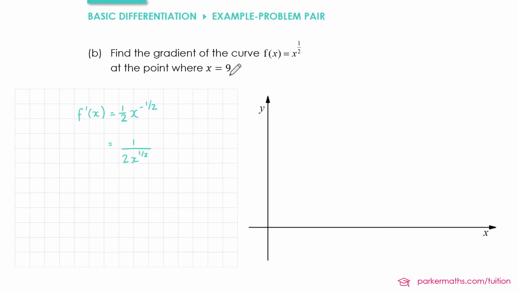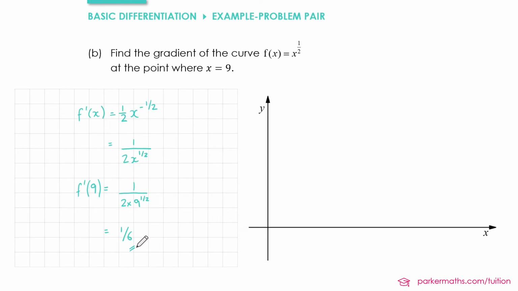Next, to find the gradient at x equals 9, the notation this time is to do f dash of 9. That's an instruction to sub 9 into the derivative. That gives us 1 over 2 times 9 to the half. 9 to the half is like the positive square root of 9, which gives us 3. Times it by 2 gives us 6 on the denominator, meaning the overall answer is 1/6.